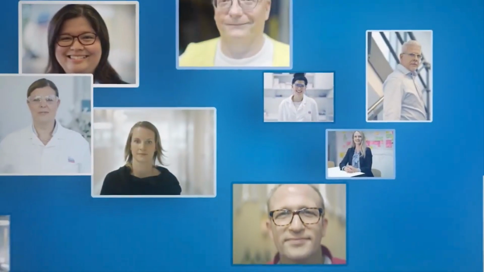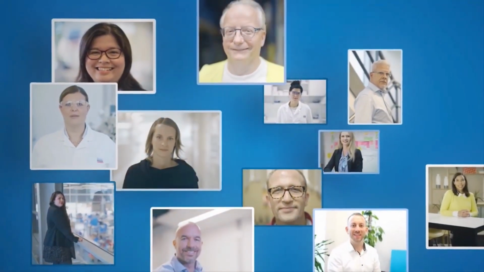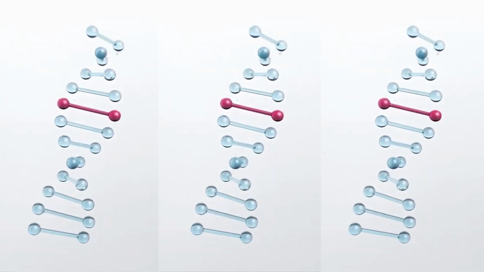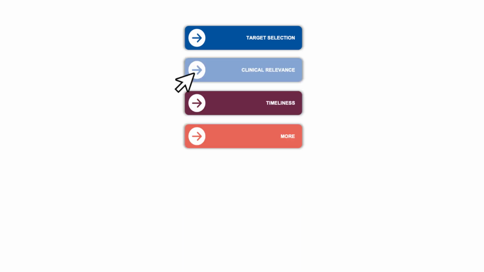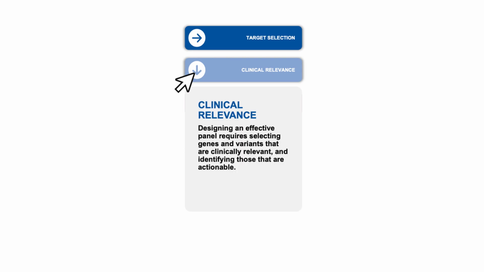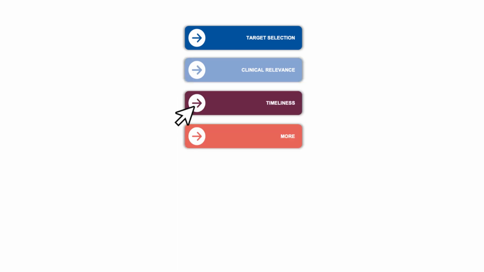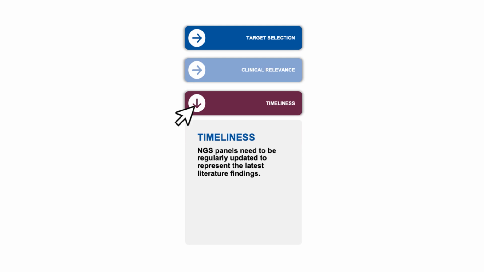Besides cost-effectiveness and reimbursement, clinicians have shared that their primary challenges in somatic panel design include the following. Target selection. The distribution of mutation types and hotspots data help drive coverage regions within a gene, so selecting the most relevant genes and genomic regions is crucial. Clinical relevance. Designing an effective panel requires ensuring that selected genes and variants are clinically relevant and identifying those that are actionable. And timeliness. NGS panels need to be regularly updated in order to represent the latest literature findings and ultimately keep up with precision oncology's rapid evolution.